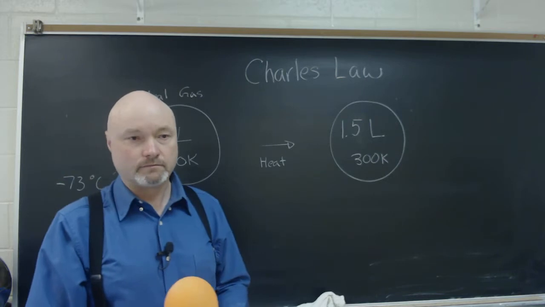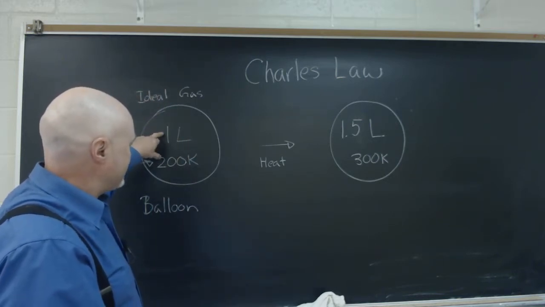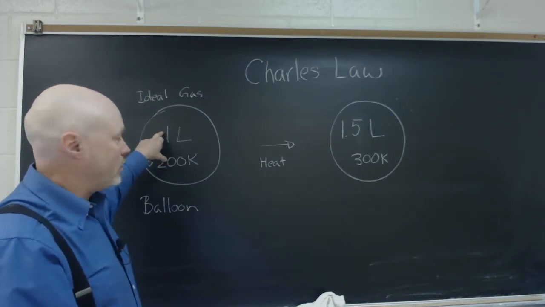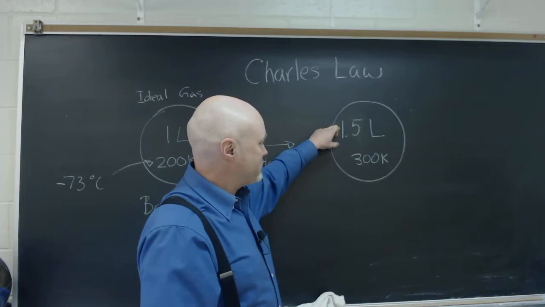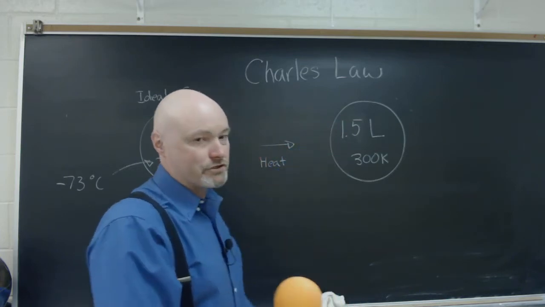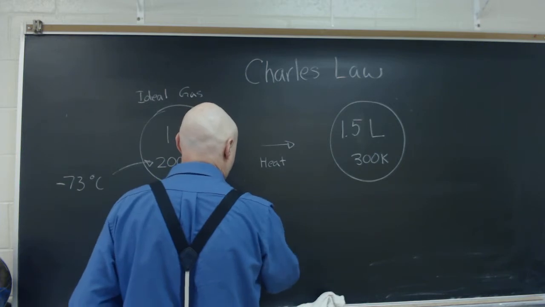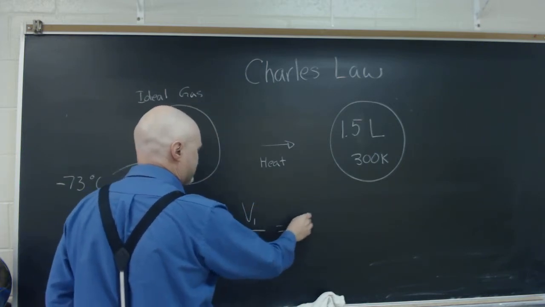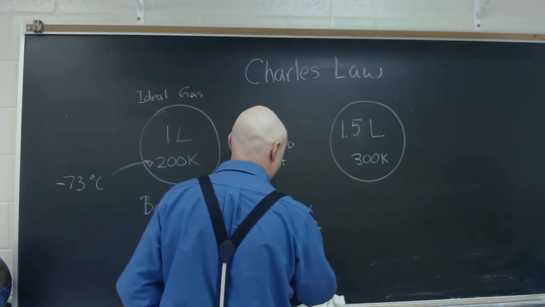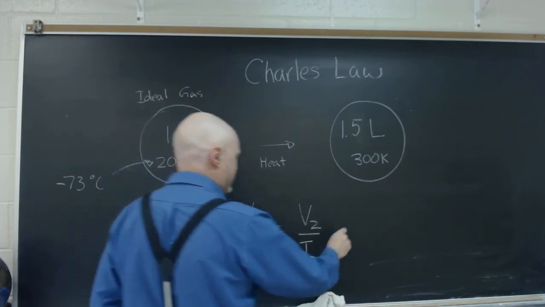And so the important thing to notice is that the ratio of the volume to the initial temperature is equal to the ratio of the volume to the final temperature, which gives us Charles' law. So volume 1 divided by temperature 1 is equal to volume 2 divided by temperature 2, where temperature is in Kelvin.